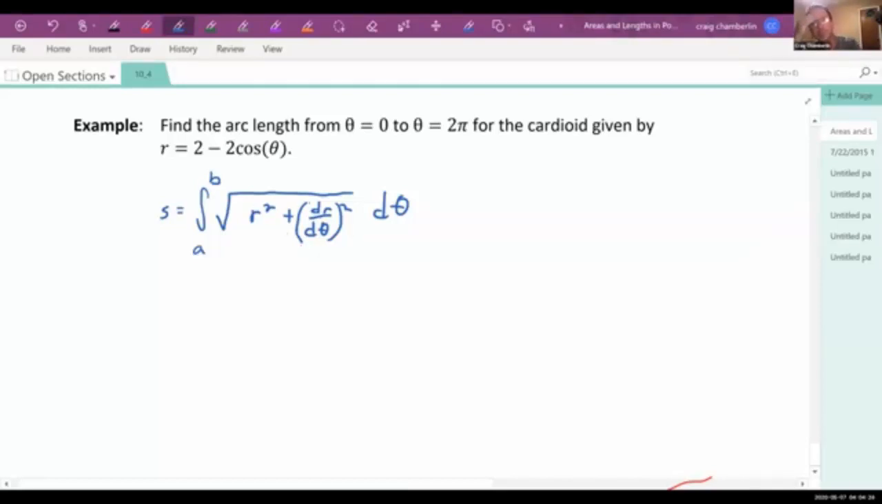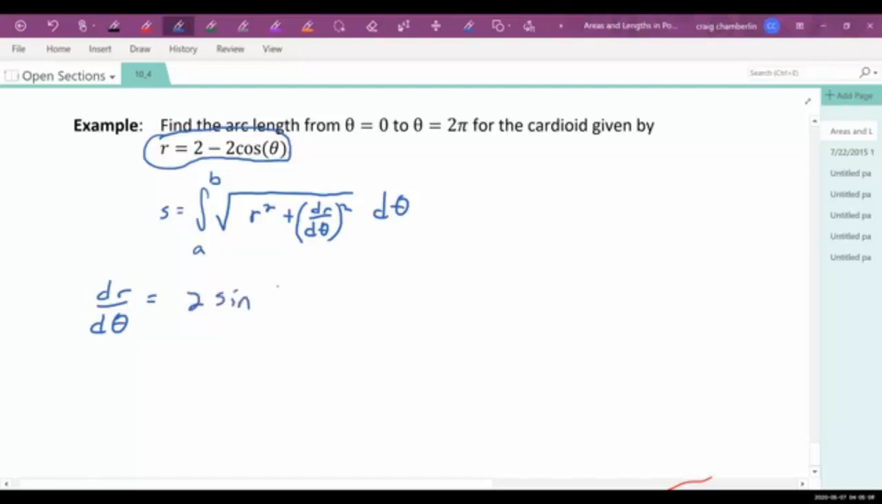So look inside the square root. What does it tell me to find? The derivative. So what is dr d theta? Dr d theta, mate. That's how a pirate would say it. If they knew about derivatives, I don't think they did. So what's dr d theta? Well, what's r? It's this. So what's dr d theta? 2 sine of theta. There you go, because the derivative of cosine is negative sine. Oh, there's already a negative there.